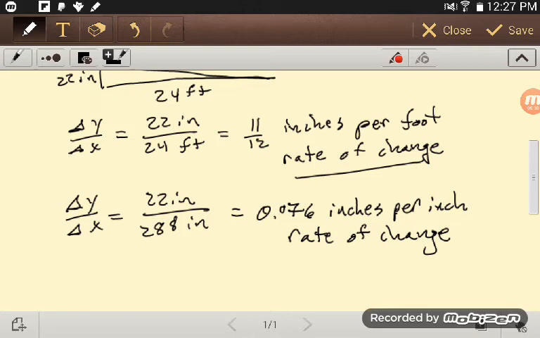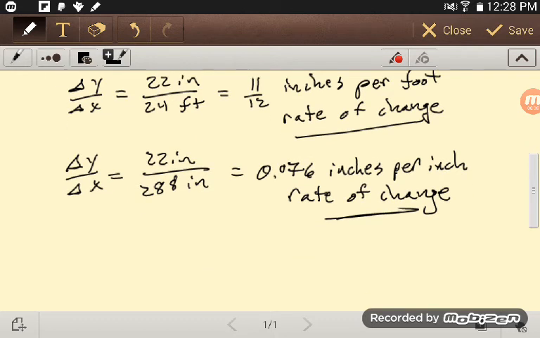And here it's 0.076 inches change per unit change in the bottom, but the unit change in the bottom is inches. And so inches per inch. Well, that's perfectly good. That's a rate of change. So don't get hung up on, well, is it a ratio or a rate of change? We want to talk about rates of change, and they're all rates of change, whether the units match or not. So you don't want to get hung up on that.